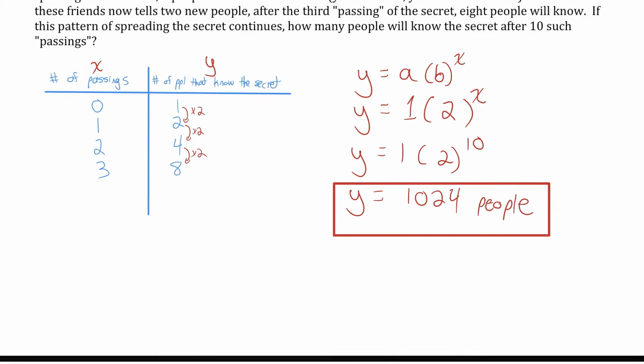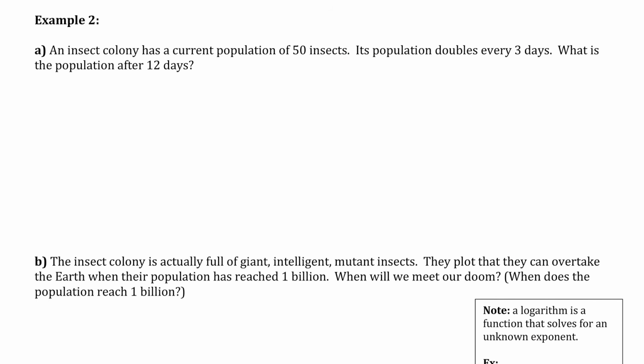Let's try another question. An insect colony has a current population of 50 insects. Its population doubles every 3 days. What is the population after 12 days? Because I see that it's doubling every 3 days, I know this is an exponential relationship. The y values are going to be related by multiplication. For that reason, I know I can use the equation y equals a times b to the x.